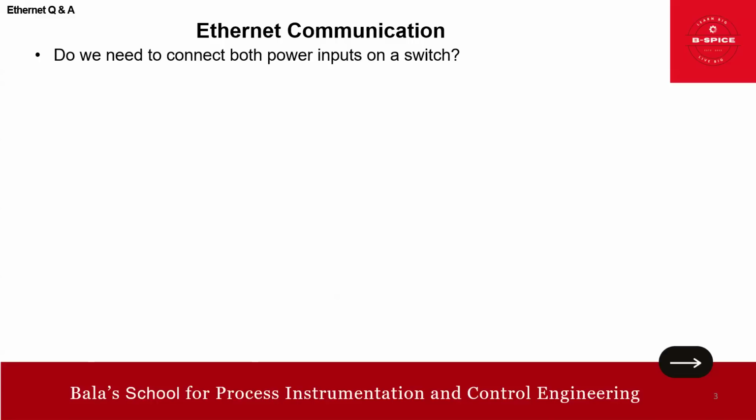The secondary power input is for the redundant power supply in case the primary power supply fails. However, in an unmanaged switch, the fault LED will be on actually. So if the secondary power supply is not used, we have to connect a jumper wire from the first input terminal to the second power input terminal to extinguish the fault LED in an unmanaged switch.